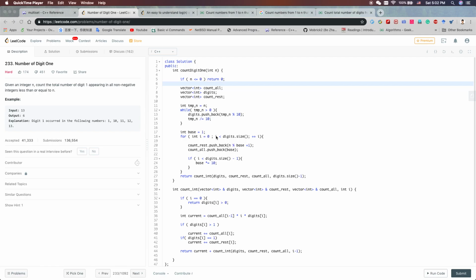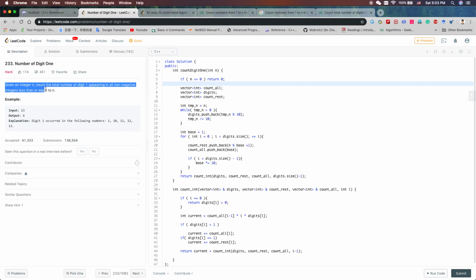Today I'm going to share a solution for a problem on LeetCode, the 233 problem, number of digit 1. So here is the description of the problem.